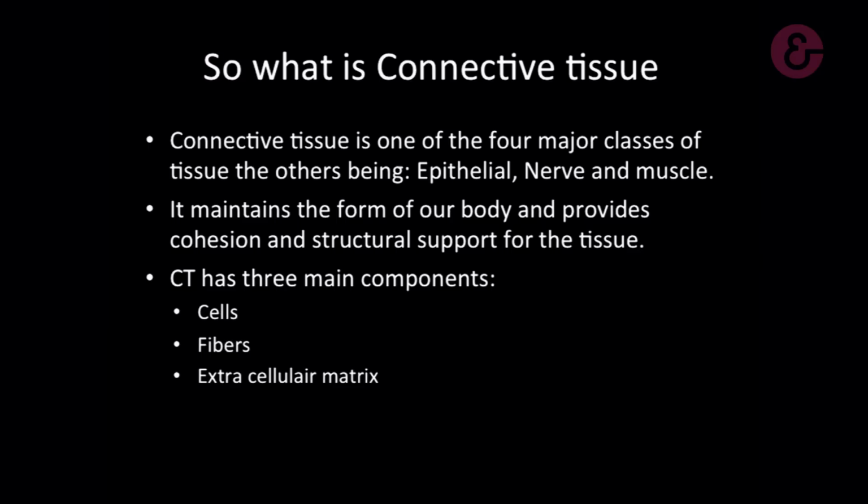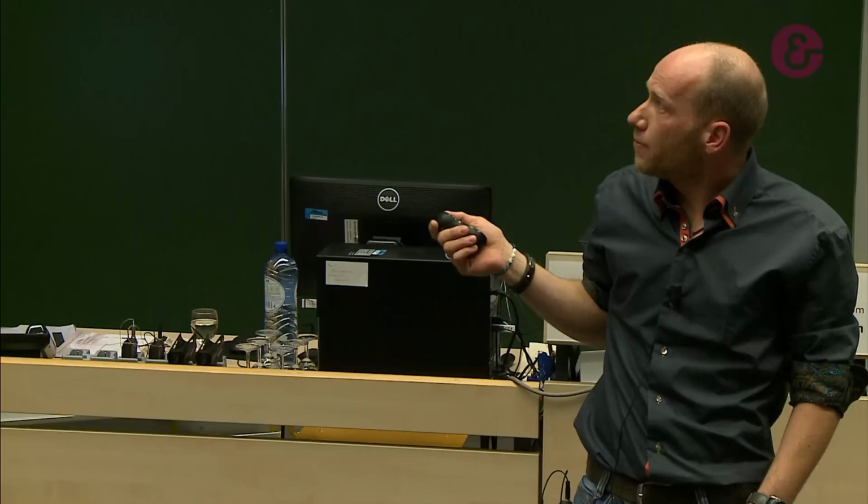Connective tissue is one of the four major classes of tissue in our human body, next to epithelial, nerve, and muscle tissue. It maintains the form of our body and provides cohesion and structural support for the tissue. The connective tissue has three main components: the cells, the fibers, and the extracellular matrix.